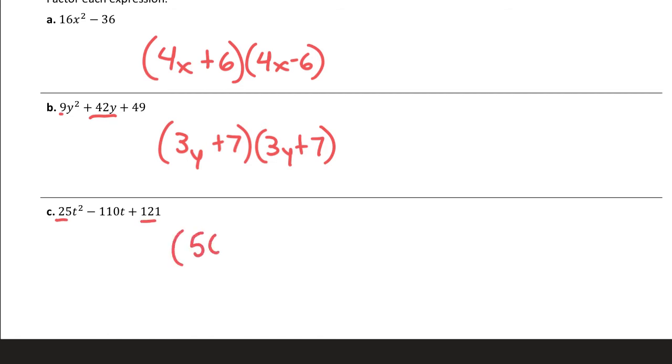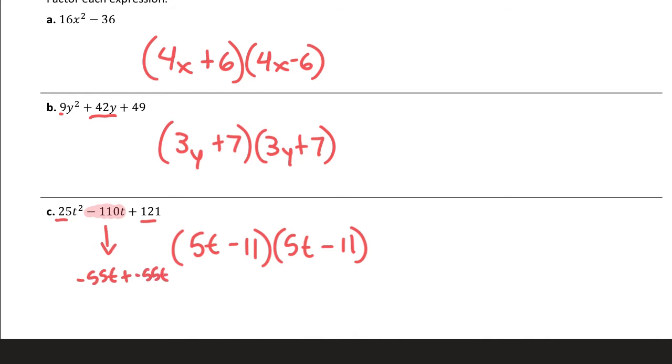First term would be 5t minus 11, and then 5t also minus 11. And the reasoning behind that, 5t times 5t is 25t squared. Negative 11 times negative 11 is 121. The reason I use negative 11 is because this middle term was negative. So that would be negative 55 plus negative 55. That would result in the negative 110. So negative 55t plus negative 55t.